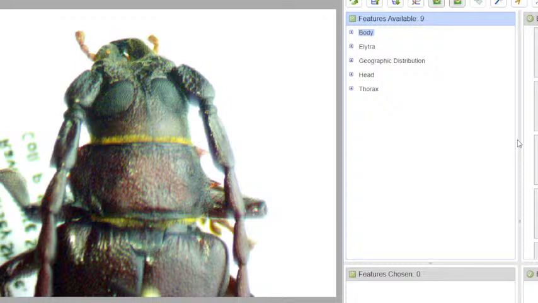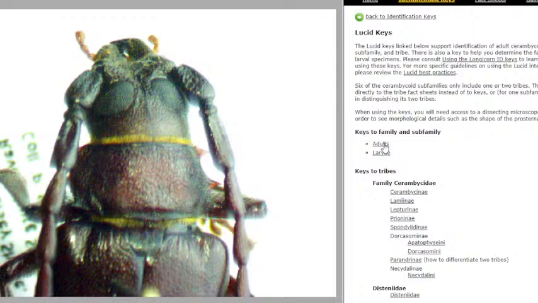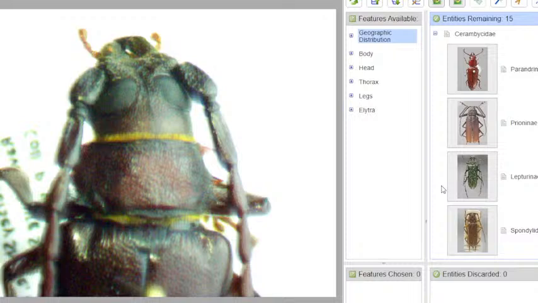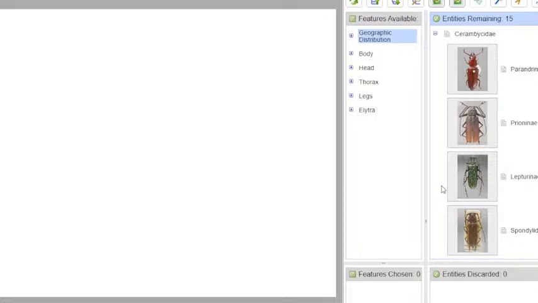Oh, I can't have two keys open at one time. Sad day. Okay. So, we got him down to Lepturini, and then two possible tribes, and we're going to have to go ahead and go on to our next one. Let's pick one that's a little bit smaller next time, but it's cute. I like these guys. I think they're adorable.